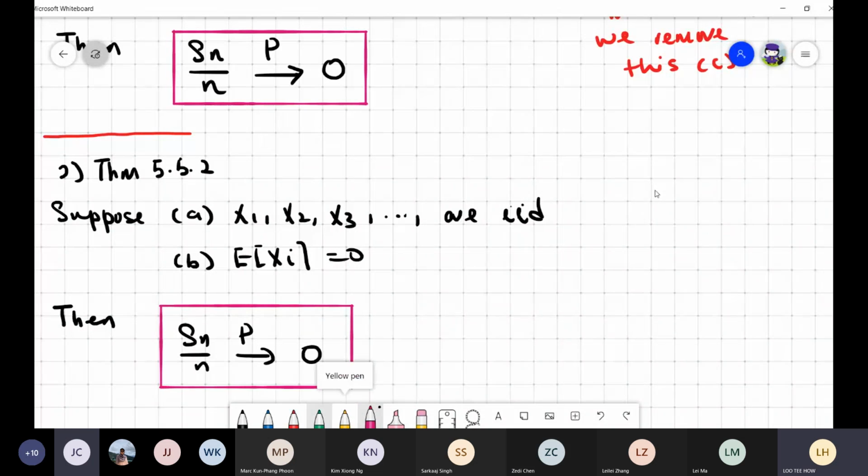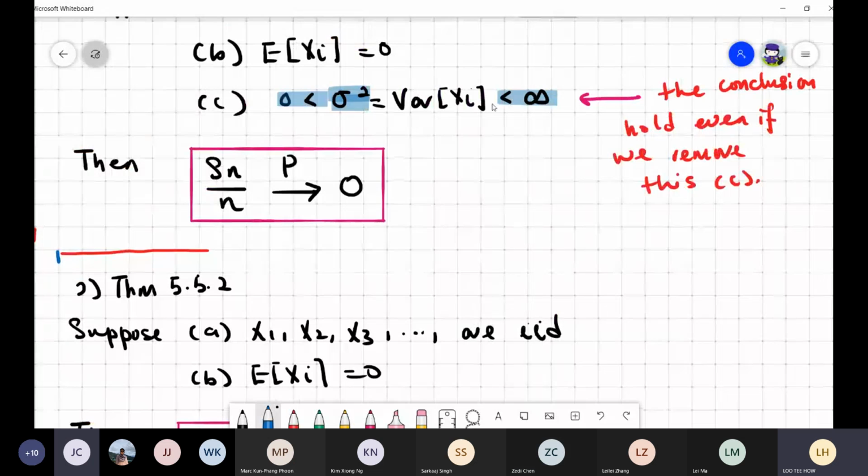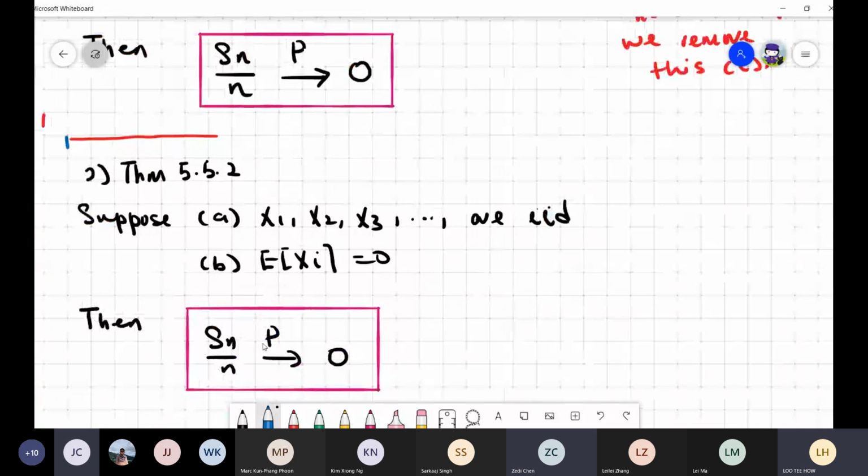So that means in future, if you want to apply this weak law of large numbers, you don't have to look at the value of the variance. The variance can be finite or infinity, it doesn't really matter. It will not affect our result. Even if the variance is infinity, that is okay. We still get the same conclusion.